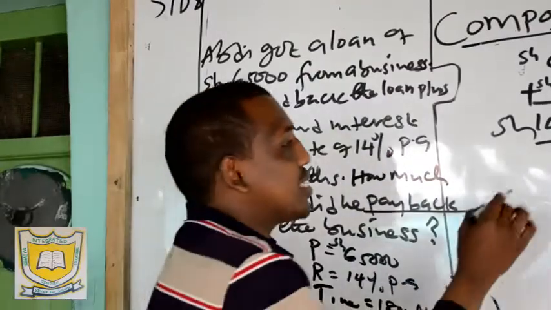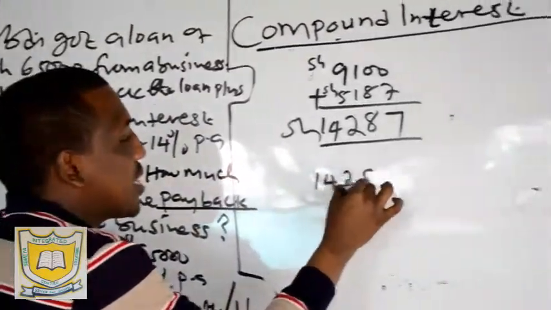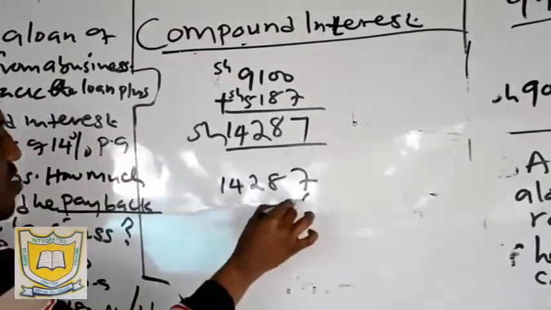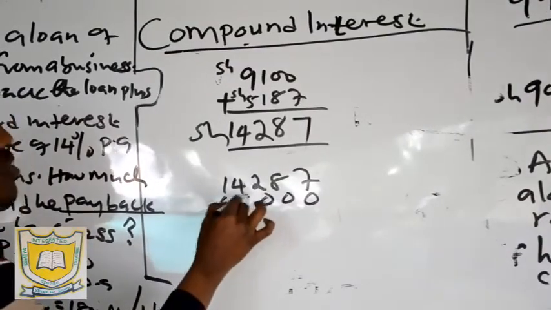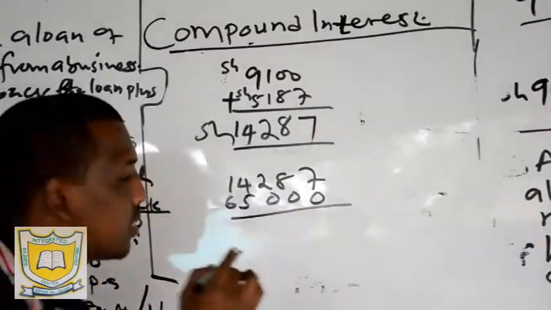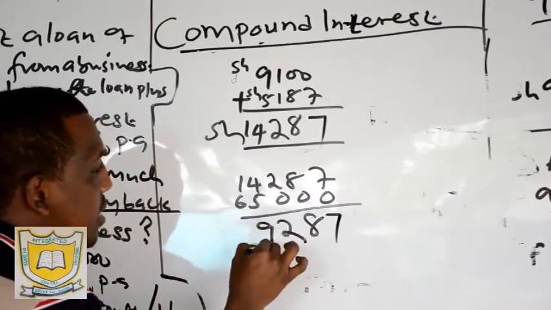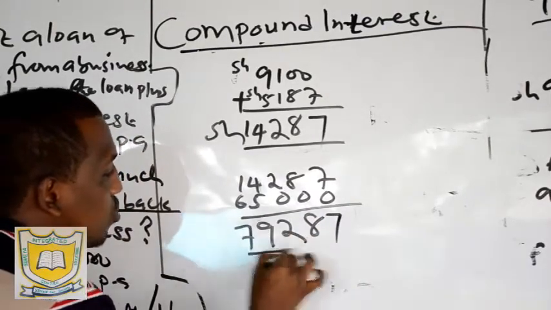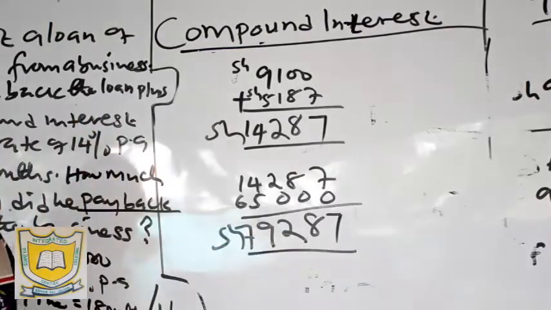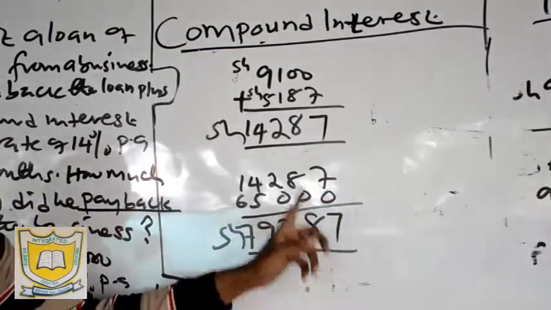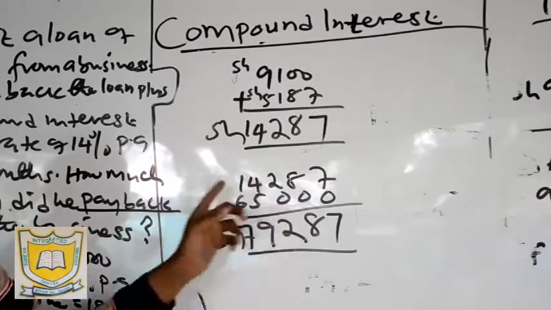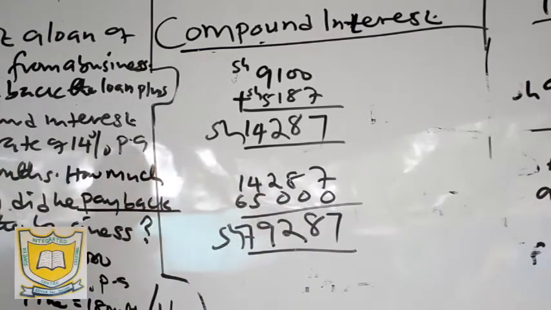What do we do now? We say now 14,287 plus 65,000. Now you add the principal. The initial principal is what you add. So 7, 8, 2, 9, 7. So you would get shillings 79,287. So you will get that.